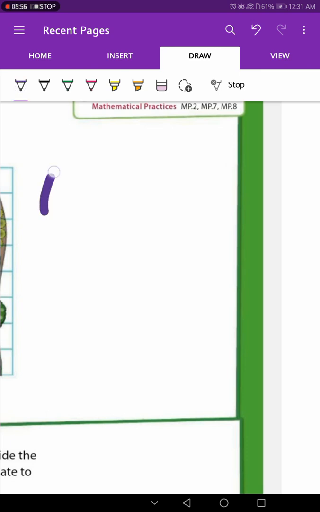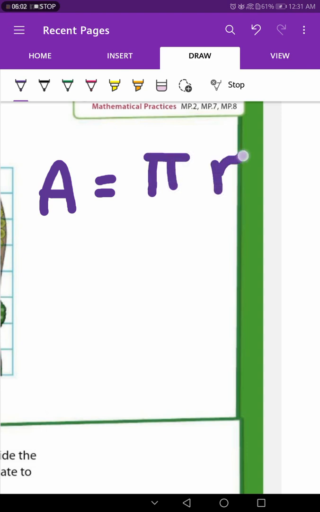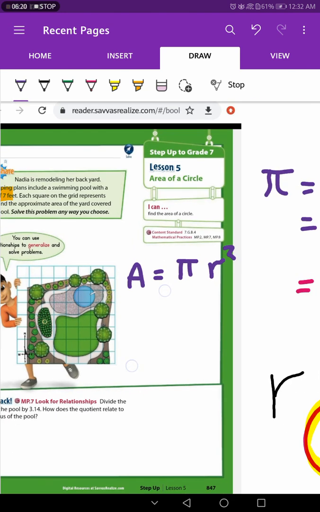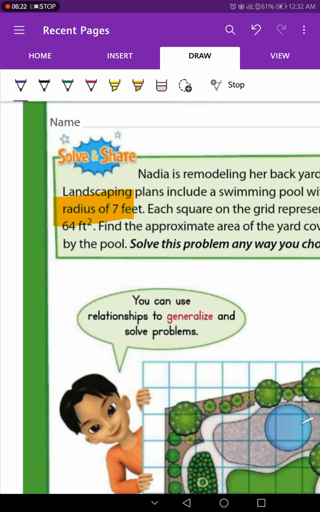Okay, so how do we find the area, teacher? To find the area of any circle, you need pi and r. But this r, the radius, is raised to the power 2, that means r squared. So we just take the radius and raise it to the power 2, then multiply it by pi. Okay, in this example, he gave me the radius of this circle.